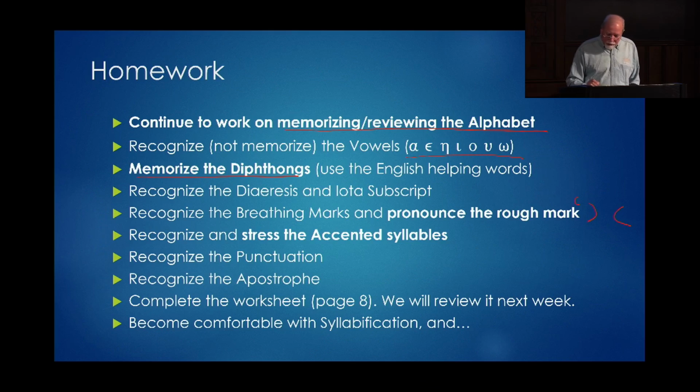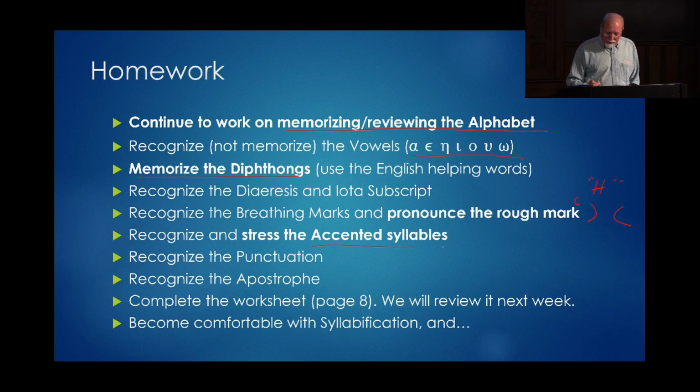Recognize the breathing marks and pronounce the rough breathing mark with an H. It has an H sound. Recognize and stress the accented syllables. You don't have to memorize anything about the accents, just know, oh, that's an accent mark. This is the one I need to punctuate. This is the one I need to emphasize, okay?